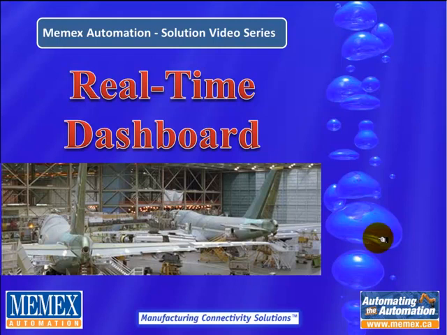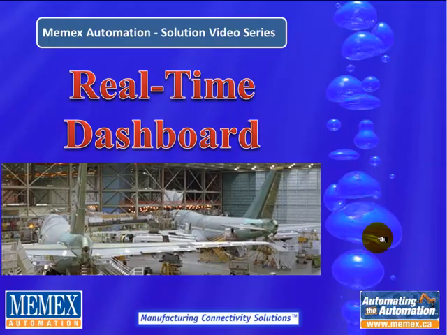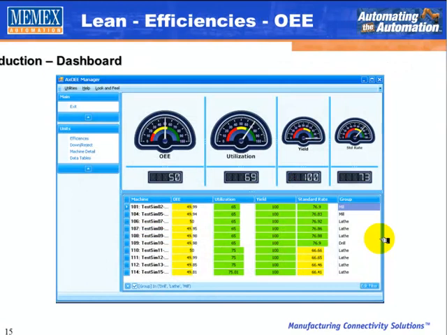Memex Automation Solution video series, we now examine the real-time dashboard, which is the overall starting point in terms of how the system actually works to get information on the shop floor. It's all about machine monitoring, making specific machine status visible for everyone. In here we see, on a large big-end-on display out on the shop floor, multiple different machines color-coded, and we'll explain that in more detail as we go forward.